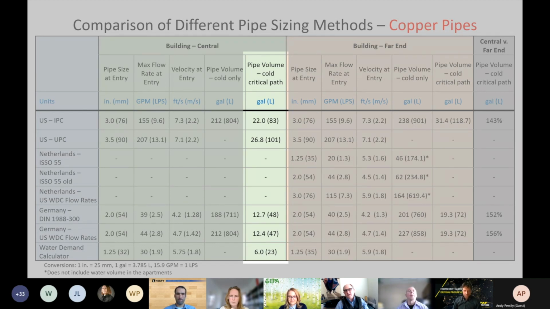So, Frank, I'm looking at the comparisons and the numbers. The German method is about half of the US. Mm-hmm. And then the water demand calculator is half of the German method.